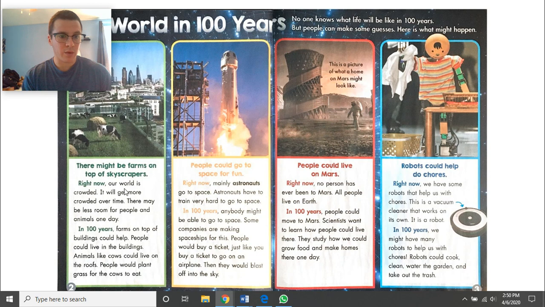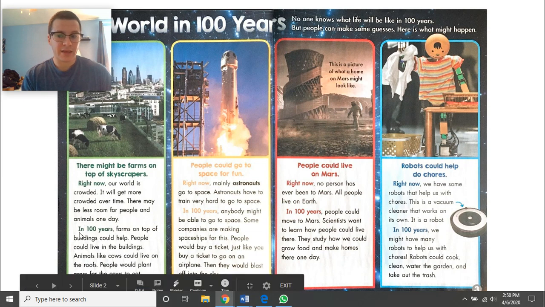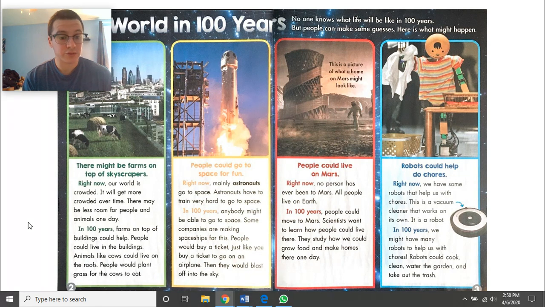Right now, our world is crowded. It will get more crowded over time. There may be less room for people and animals one day. In 100 years, farms on top of buildings could help. People could live in the buildings. Animals like cows could live on the roofs. People could plant grass. Let's see, what does that say? People could plant grass for the cows to eat.